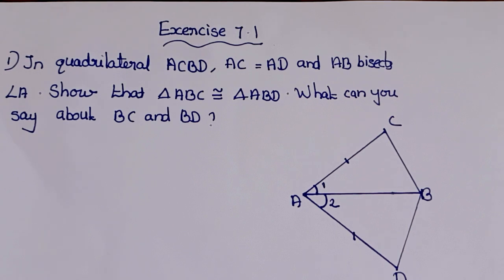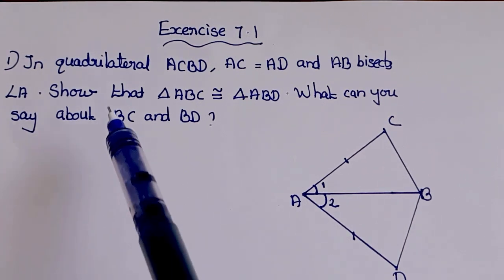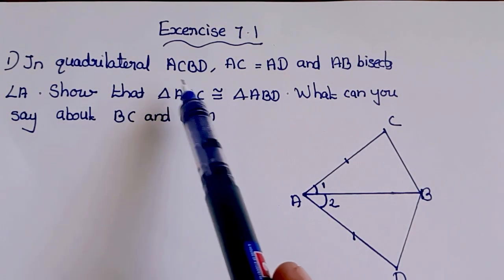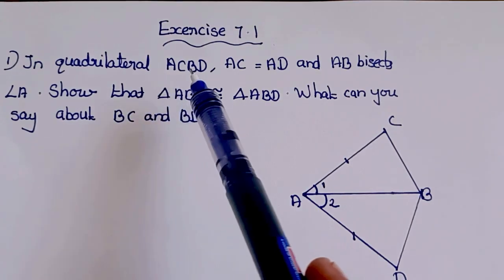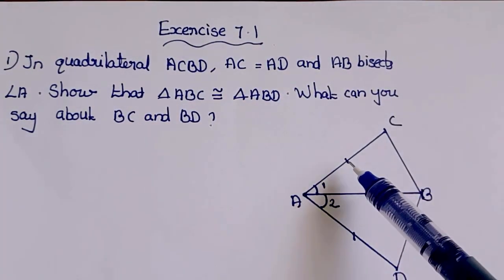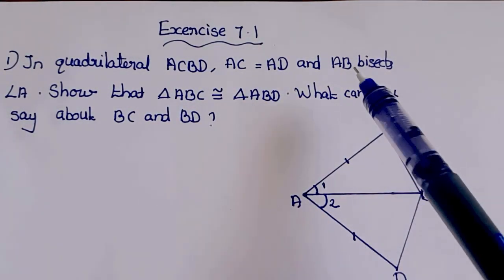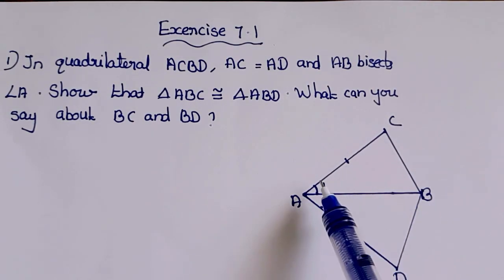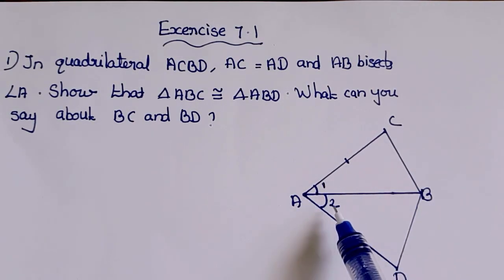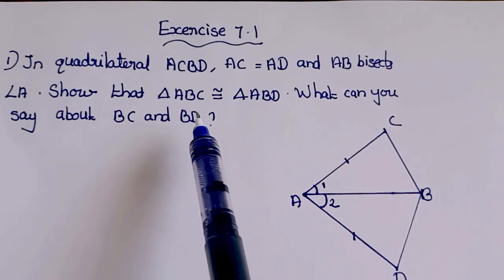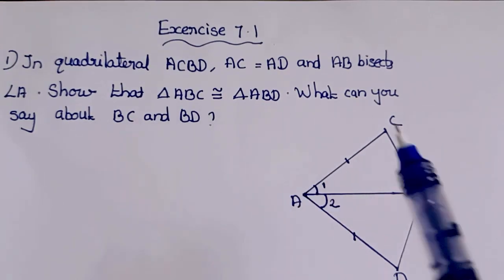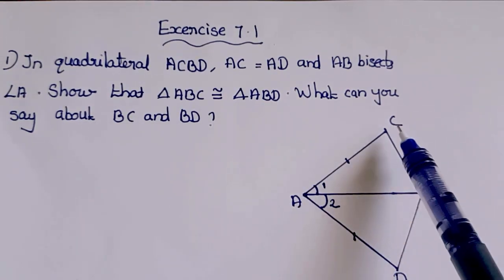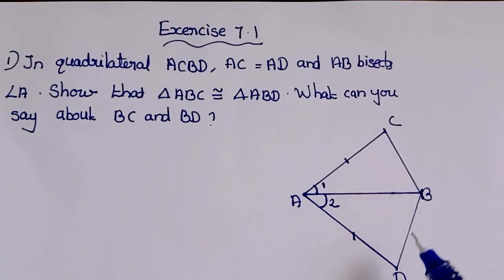Exercise 7.1, first question. In quadrilateral ACBD, AC equal to AD, and AB bisects angle A. AB bisects angle A means we have angle 1 equal to angle 2, isn't it? Show that triangle ABC is congruent to triangle ABD. We have to prove that triangle ABC is congruent to triangle ABD.